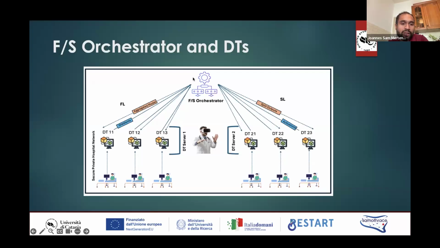Okay, so this can do either federated learning or split learning depending on what you choose. Okay, so when it is federated learning, the models are trained on these digital twins, and you send the model parameters, the model parameters are aggregated, and you send the aggregated model back to the digital twins. Okay, whereas in split learning, the model parameters are not sent, you only send the activations, because a portion of the model will be in the orchestrator, and a portion of the model will be in the digital twin. Okay, like how we saw in split learning.